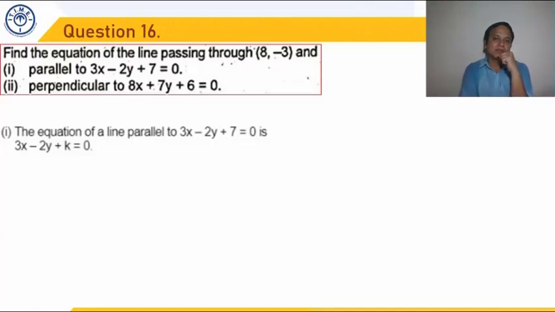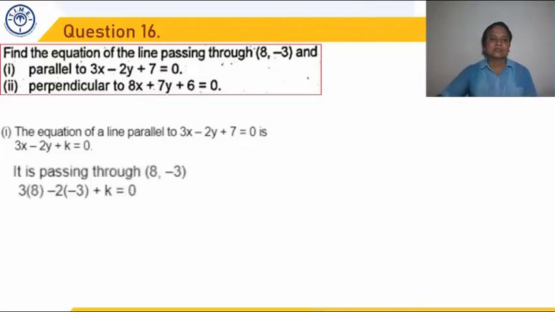Any line parallel to this line is of the form 3x minus 2y plus k equal to 0. Now since it passes through (8, minus 3), we substitute its value. Since it is passing through (8, minus 3), this point will satisfy the equation of the line. So 3 into 8 minus 2 into minus 3 plus k equal to 0. 24 plus 6 plus k equal to 0. So the value of k comes out to be minus 30.